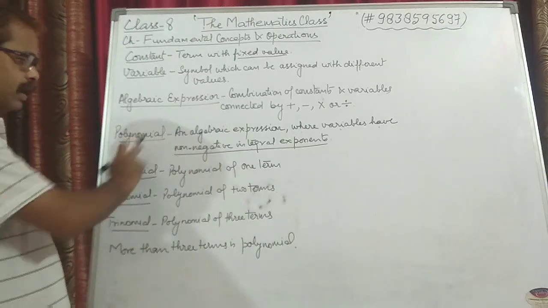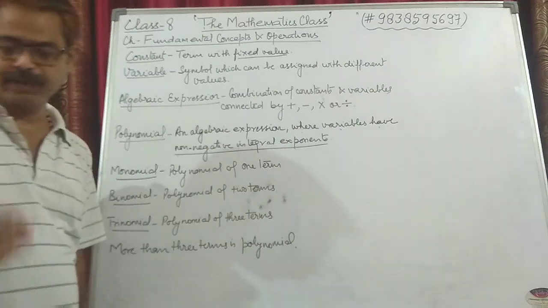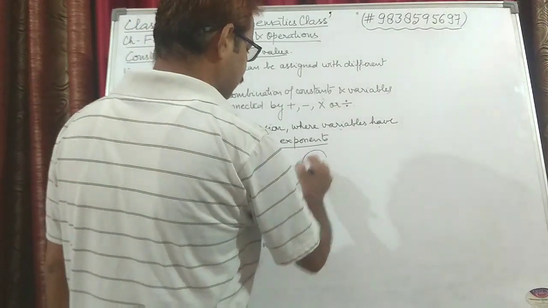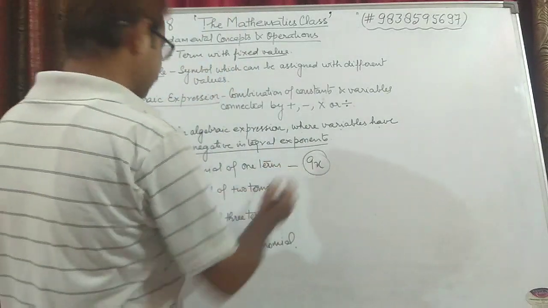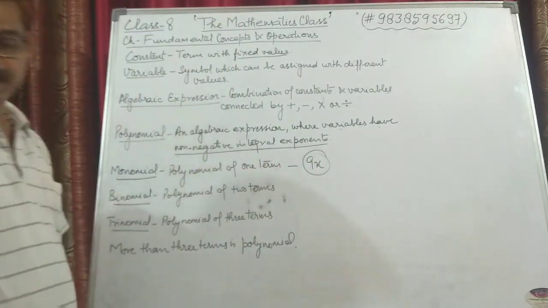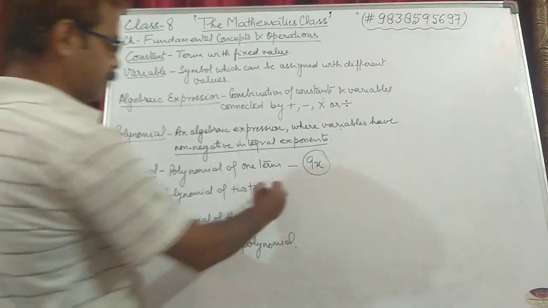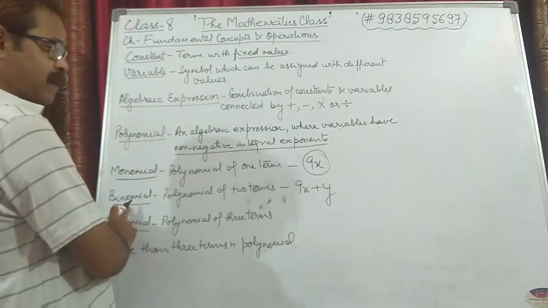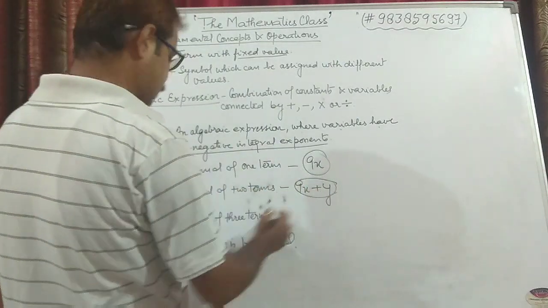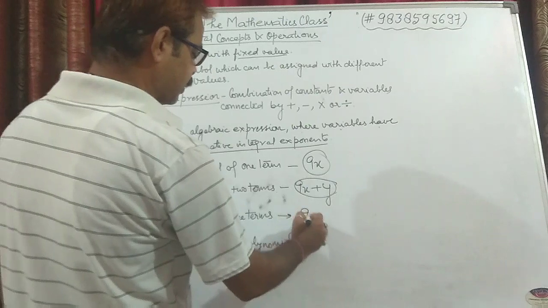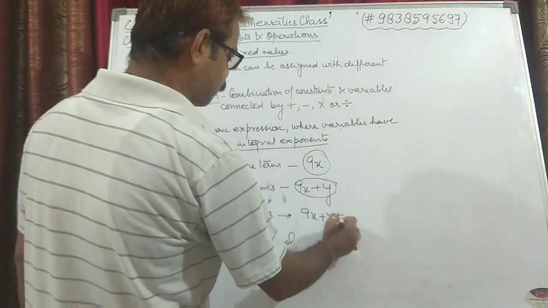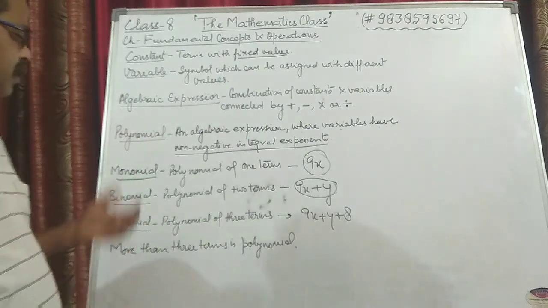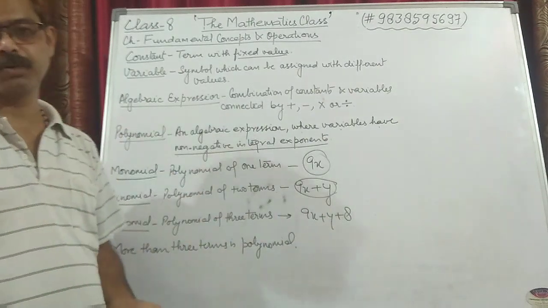What is a monomial? Any polynomial which is having only one term is a monomial. Suppose I say 9x. So this is a monomial. What is a polynomial which is having two terms? Let us say 9x plus y. It is known as a binomial. Two terms, binomial. Three terms, trinomial. 9x plus y plus 8 is a trinomial. And any expression with more than three terms is known as a polynomial.